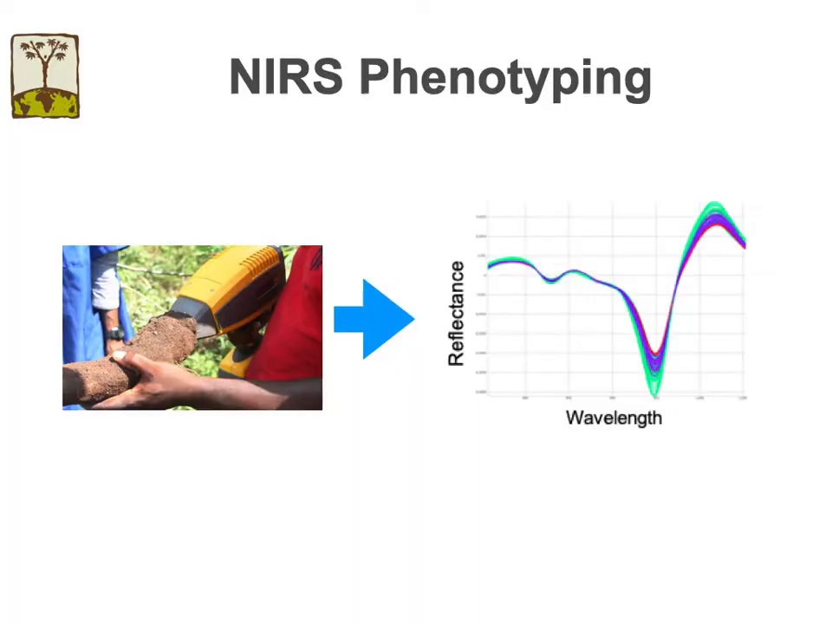Portable NIRS devices are revolutionizing phenotyping. Spectra can be correlated with traits in samples. The calibration of this trait spectrum correlation can be performed in CassavaBase. Nick will present more about this later in the workshop.